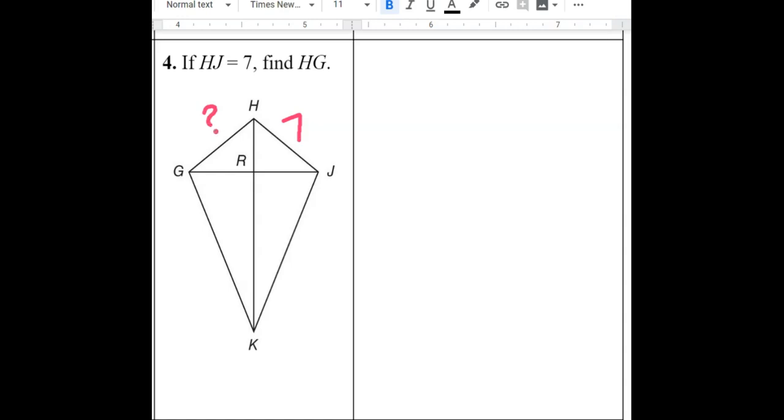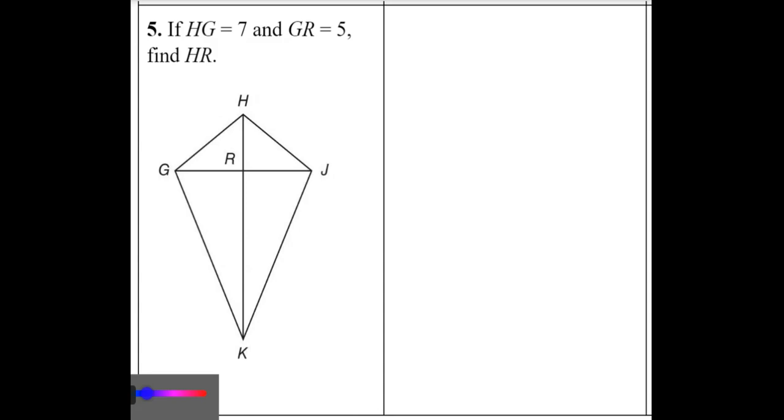Well, we know that these two sides in a kite are congruent, so HG is simply 7. That's it. For number 5, we have if HG equals 7 and GR equals 5, what's HR? Okay, so again, the diagonals are perpendicular. So I know that this is a right triangle, and that right here is a right angle. In this case, my hypotenuse is given, and it's 7.